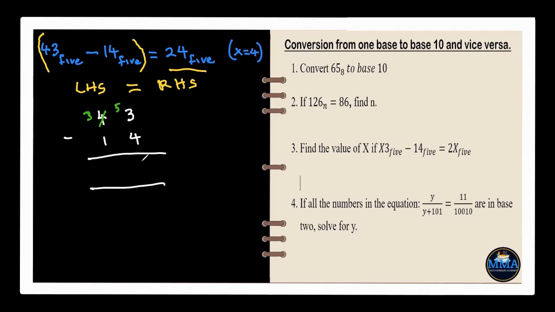8 minus 4 is 4. And we are left with 3 here. 3 minus 1 is 2. We can see that this is what we have as the quantity on the right-hand side of this equation. So we see that s equals 4 is actually correct.